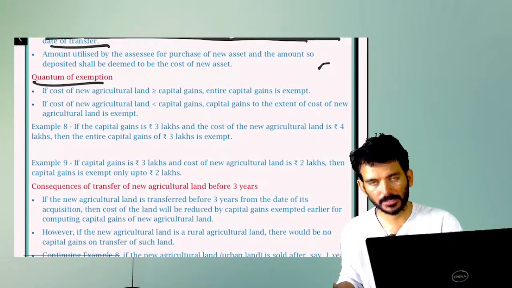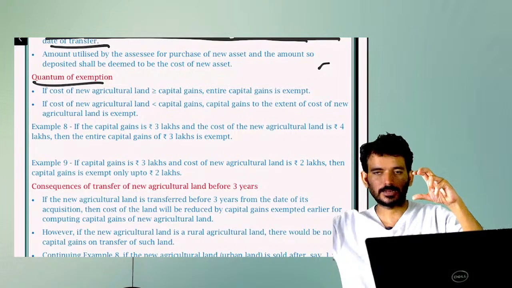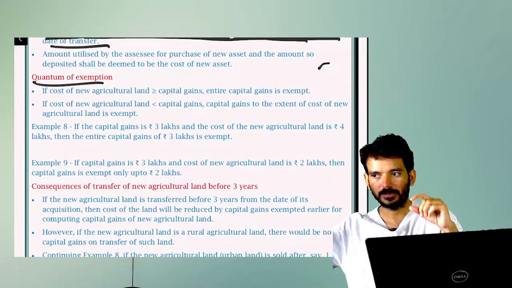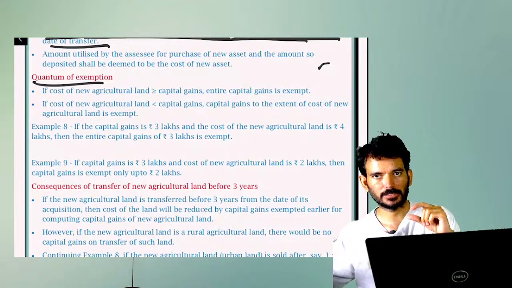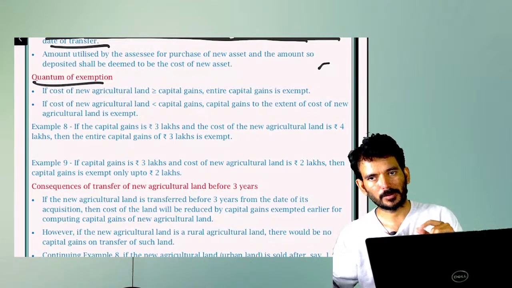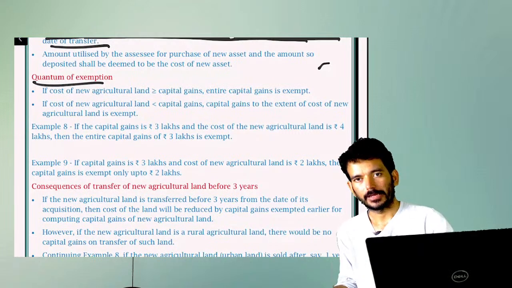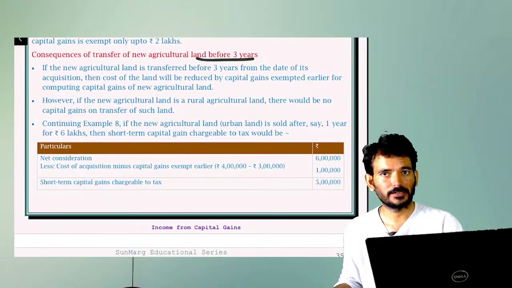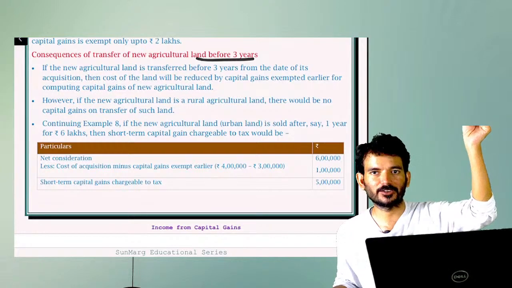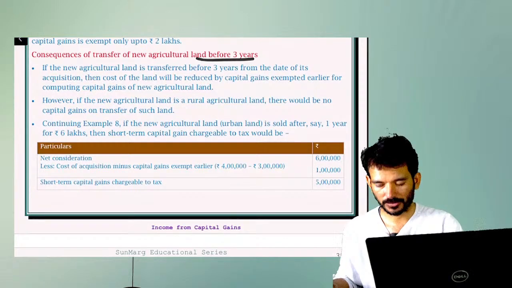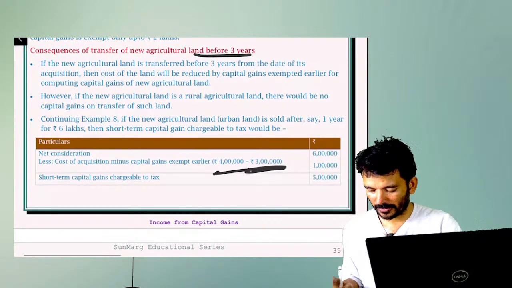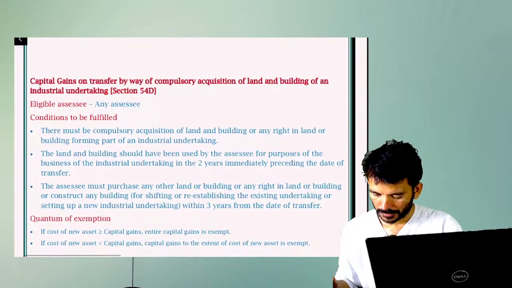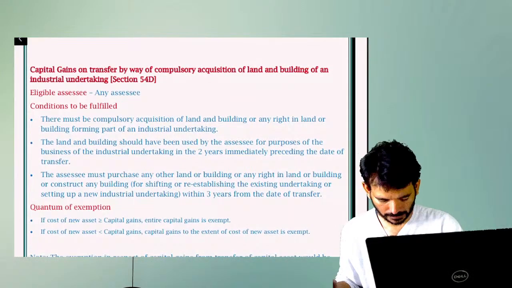Quantum, again same logic. Capital gains or the amount invested, whichever is lesser: if you are investing in another agricultural land, the entire amount will be exempted. If it is lesser than this, whatever you are purchasing or keeping aside for the agricultural purpose will be exempted. And if you try to sell it before 3 years, same consequences that we saw for the residential house. The benefit that you got will be deducted from your cost of acquisition. I'm not repeating the same point because we have discussed it already.